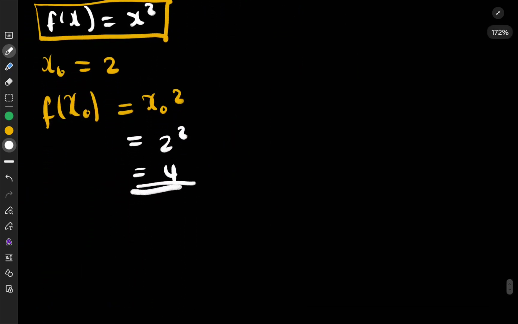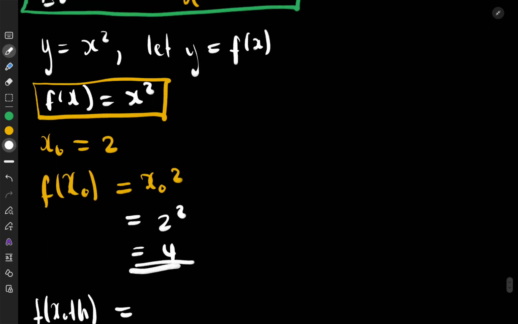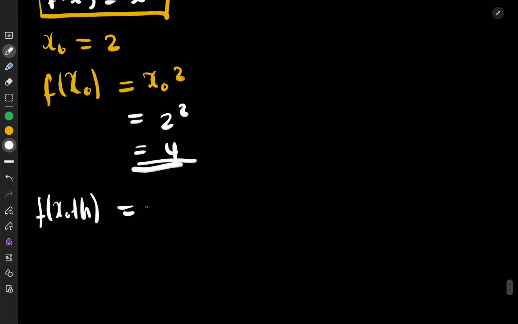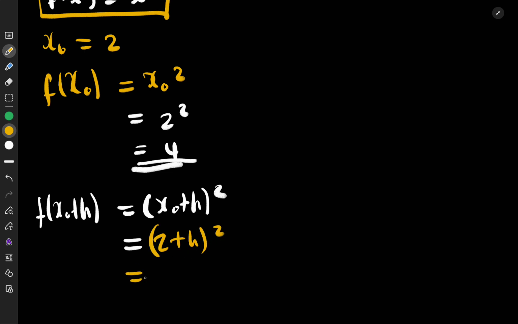Now we can come and say f of x0 plus h is equal to, instead of x, remember it's x squared, right? Instead of x, we are now putting x0 plus h, and it is squared. This is what we are supposed to have. And x0, remember, it is a 2. So it's 2 plus h all squared, which becomes 2 squared. 2 squared is 4, plus 2 times h is 2h. You double that by 2, you get 4h. Then you square the last one, plus h squared. If you want to keep it as 2 plus h all squared, it's up to you.